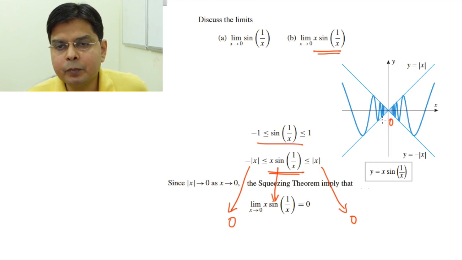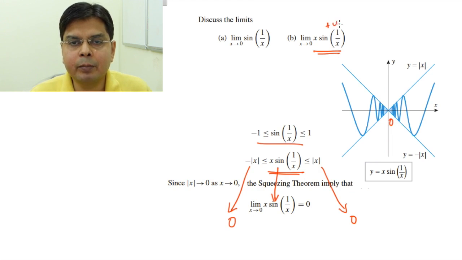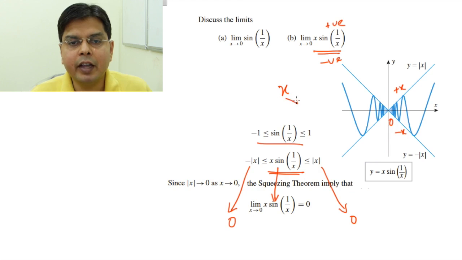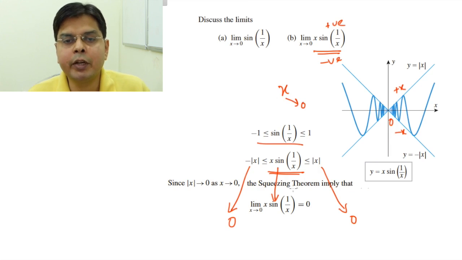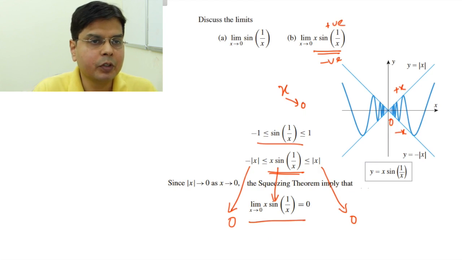Ultimately what is happening is that sine 1 by x is bounded both below and above by y equal to modulus x. Since sine 1 by x can take plus values and minus values, that's why this function is going up and down, and it will be bounded by the curves y equal to plus x and y equal to minus x. Since it is bounded and the amplitude is governed by this x, and this x is going to 0, your amplitude is going to 0, so your whole thing, although oscillating very rapidly, has to go to 0.